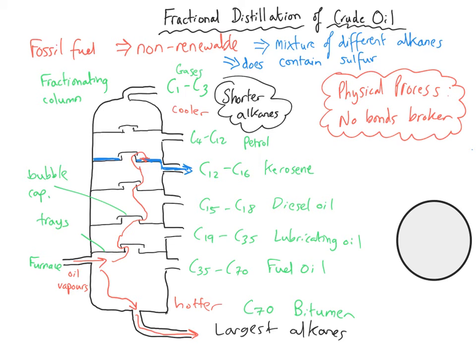Just before we move on, the reason that we call it fractional distillation is because if this circle represented everything that was in crude oil, then each different fraction, this might be the gases, is a portion of the whole, and then this might be petrol. And then you get the idea. This could be kerosene, this could be diesel oil, this could be the lubricating oil, then we've got the fuel oil, and then this last one is the bitumen. So each one of these portions or fractions makes up the whole, and so that's why it's called fractional distillation.